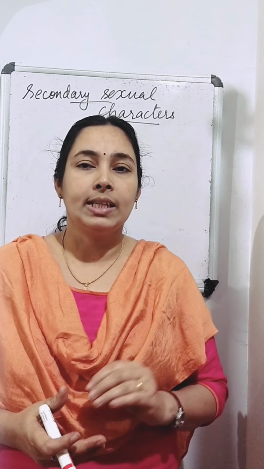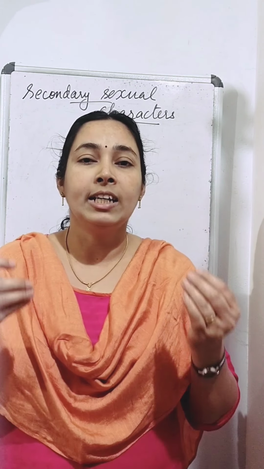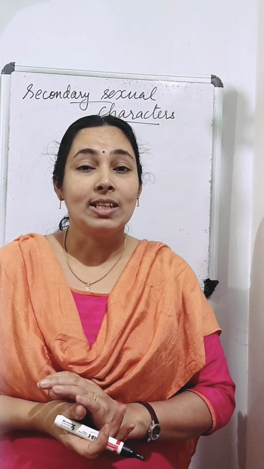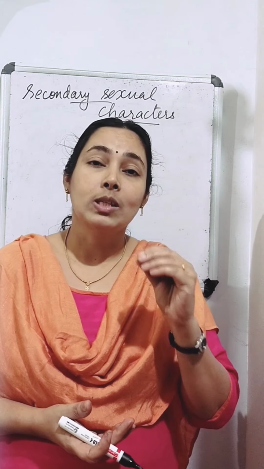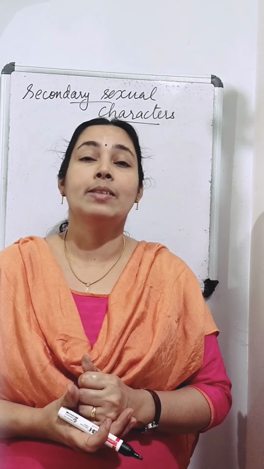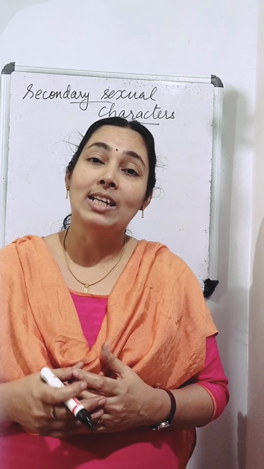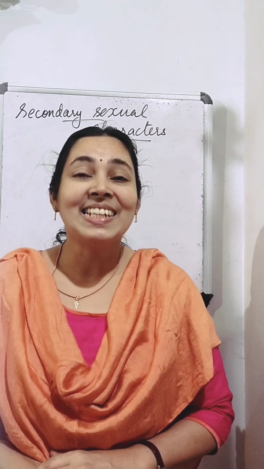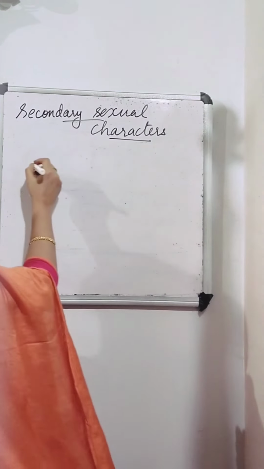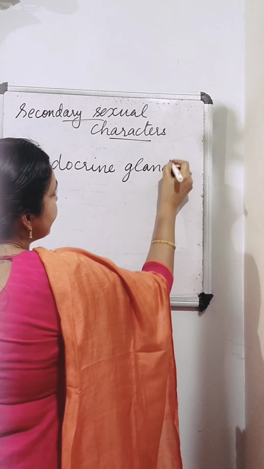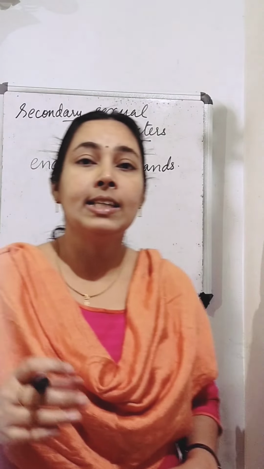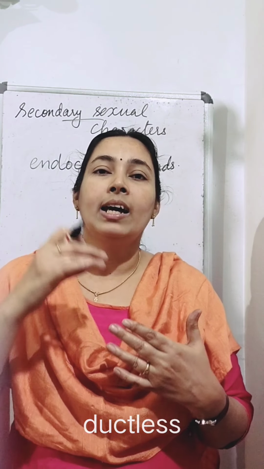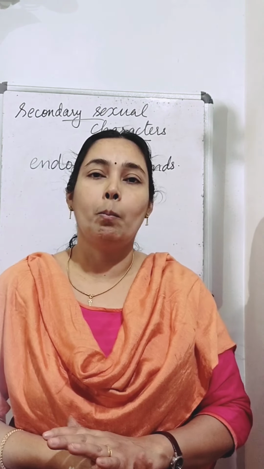Now we can look at how these changes take place, or what initiates these changes in the body at puberty. These changes which occur at adolescence are controlled by hormones. So some hormones are controlling these changes. Then what are hormones? Hormones are chemicals that are secreted by some glands in our body. These glands are called endocrine glands. So endocrine glands are the glands that secrete hormones. And these endocrine glands do not have ducts. They are ductless glands, so they release their hormones directly into the blood.